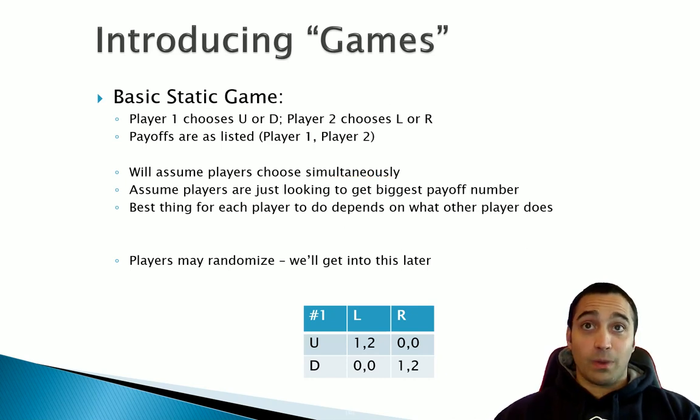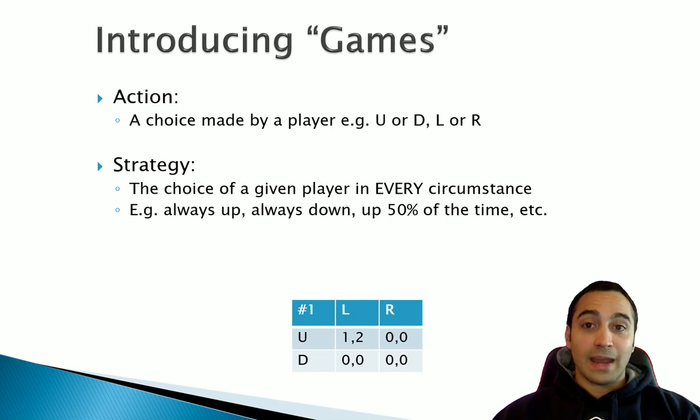And as said, the reason games are interesting and different is because the best thing for each player to do depends upon the actions of the other player. And now I'm throwing around words like action. We should talk about what the actual definitions of all the different important words are. So first, there are important vocabulary words, action and strategy. They are very similar, but the distinction is quite important.